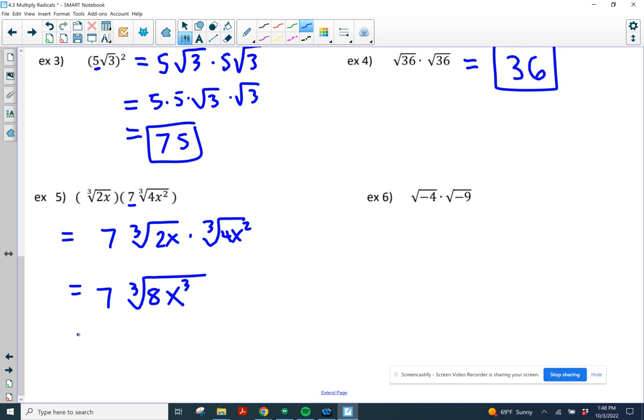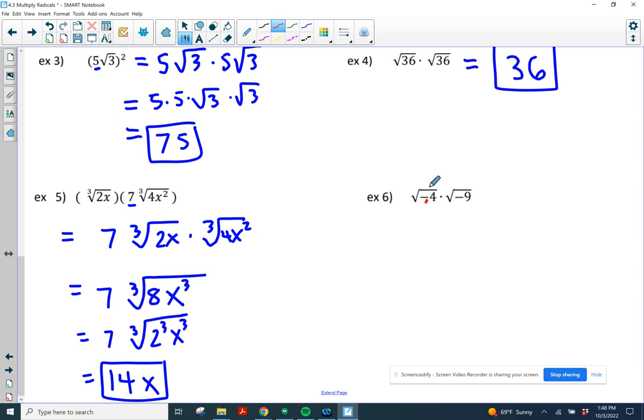So notice what my 8 is. My 8 is 2 cubed. And both the 2 and the x are going to come out because they're triples. They're cubes. Cube roots undo cubes. So I have 7 times 2 is 14, and x. Everybody came out from under the radical, so the radical is gone. We have 14x.